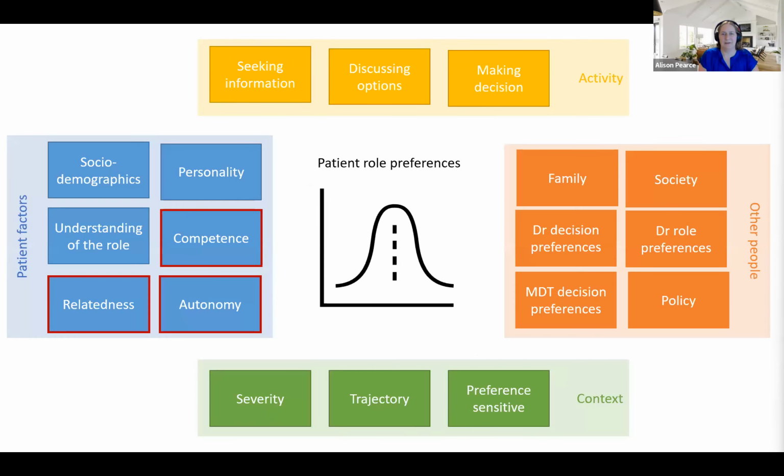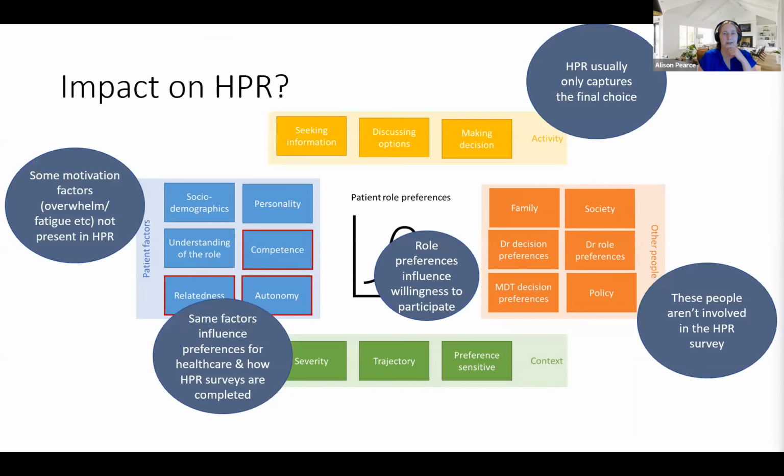So that's, I guess, my thinking around what role preferences are and how they're formed and influenced. And I think it is really interesting to think about how this might influence health preferences research. And I can think of examples where any of those things any of us have talked about might influence someone doing, for example, a discrete choice experiment. I guess these were the things that just quickly came to mind.